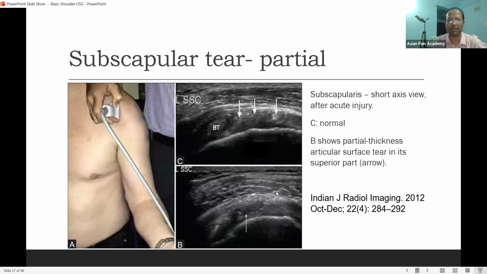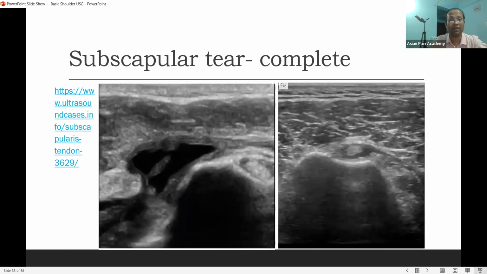Subscapularis tear looks like this. This is a picture, so you may not be able to see. A subscapularis tear can also be a complete tear. There is no muscle. You can see this is the biceps tendon. Then it must be the lesser tuberosity, and the whole tendon should be coming and joining at the lesser tuberosity. But there is no tendon and there is some fluid.